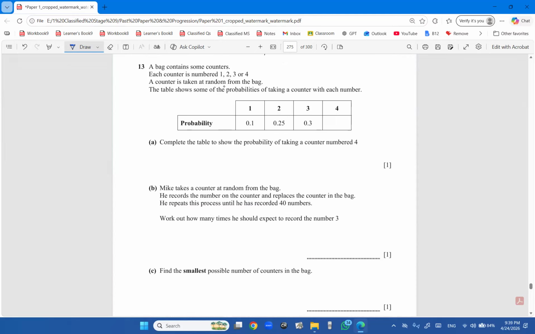A bag contains some counters. Each counter is numbered 1, 2, 3, 4. A counter is taken at random from the bag. The table shows some of the probabilities. They want you to complete the table to show the probability of taking a counter numbered 4. You add the 3 of them up, then you minus them from 1. Adding the 3 of them up is going to give you 0.65. So minusing it from one whole gives you 0.35.